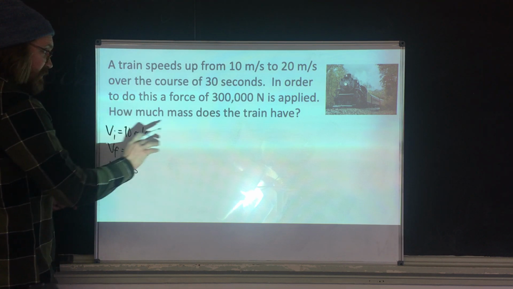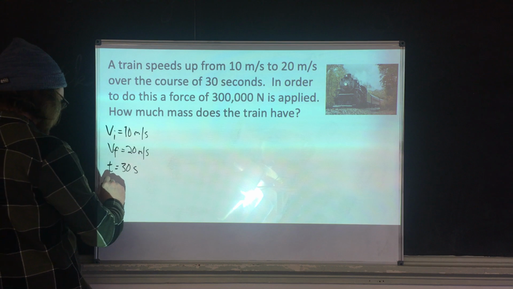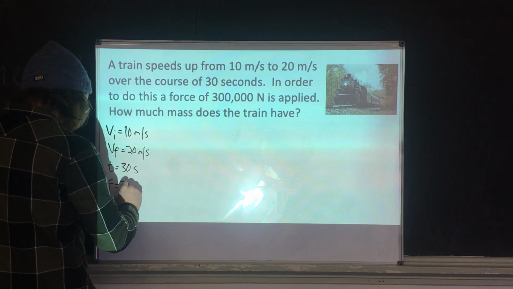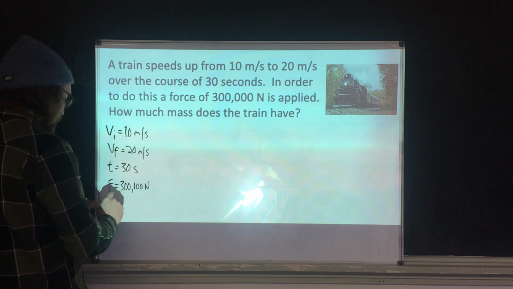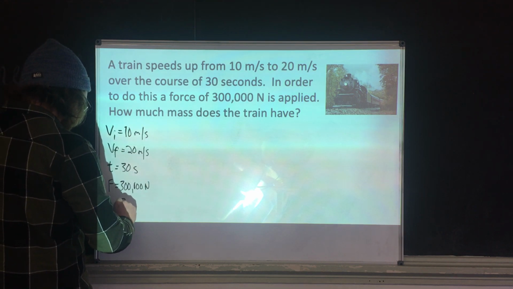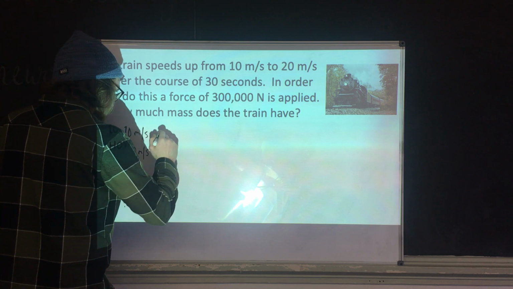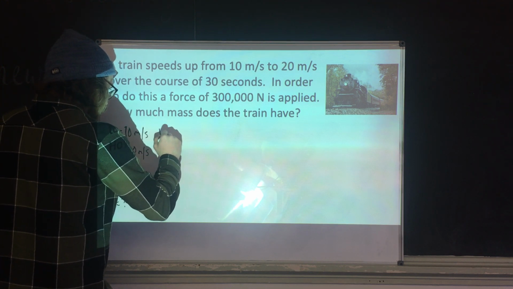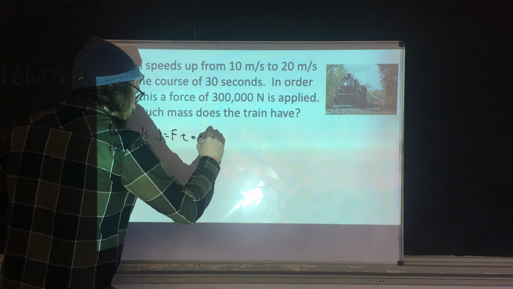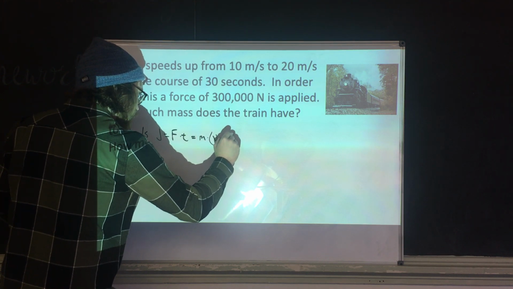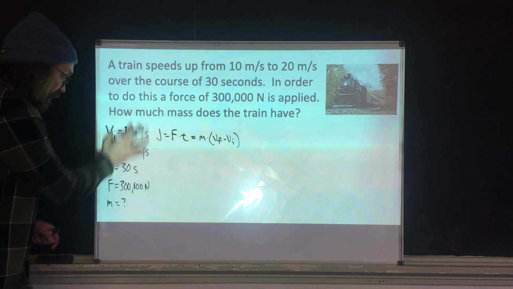In order to do this, a force of 300,000 newtons is applied. So I know my force, 300,000 newtons. What is the mass of the train? We're looking for mass. All right, guys, so we're using that same equation as before, right? We have impulse is equal to force times time is equal to mass times final velocity minus initial velocity.